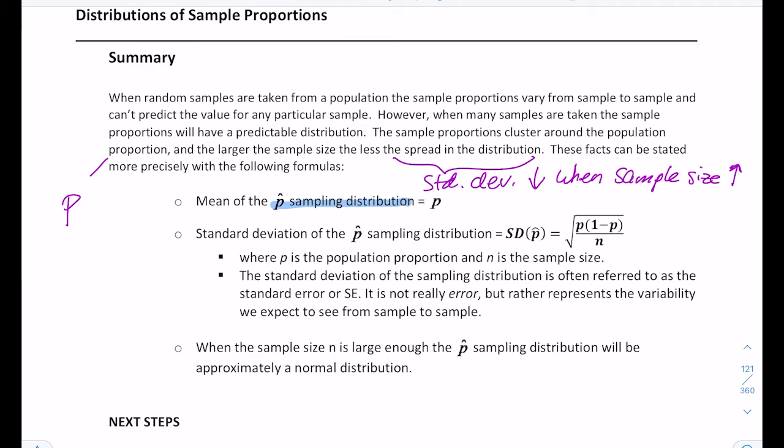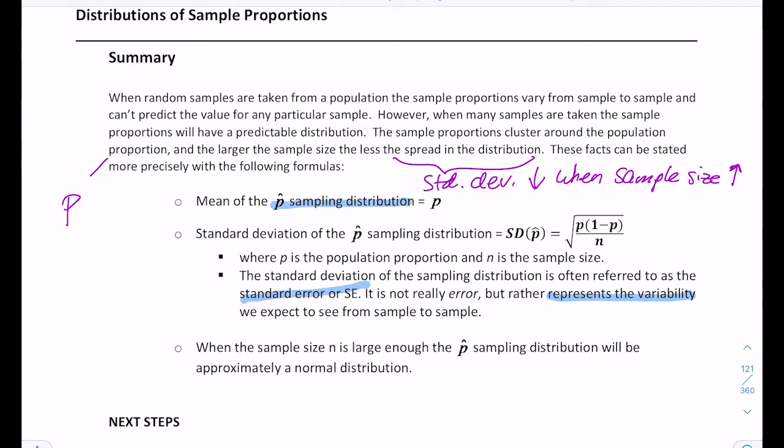Now, when you're trying to find the standard deviation of p hat, that's a little different. And when we find the standard deviation, we're going to use this formula here. It's also referred to as the standard error. So it's not an error in that it's a mistake. It represents the variability that we expect to see from sample to sample. So when you find the standard deviation of p hat, it's equal to the square root of the population proportion times 1 minus the population proportion, all divided by n, which is your sample size.